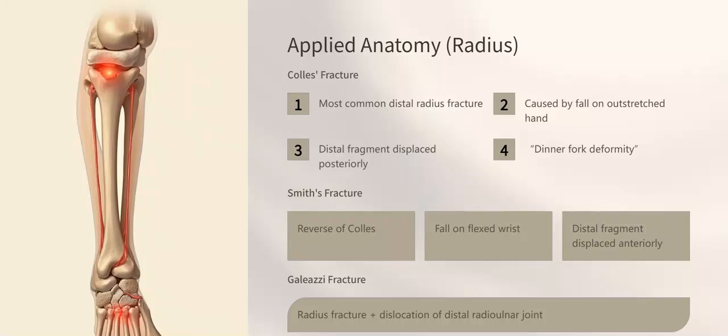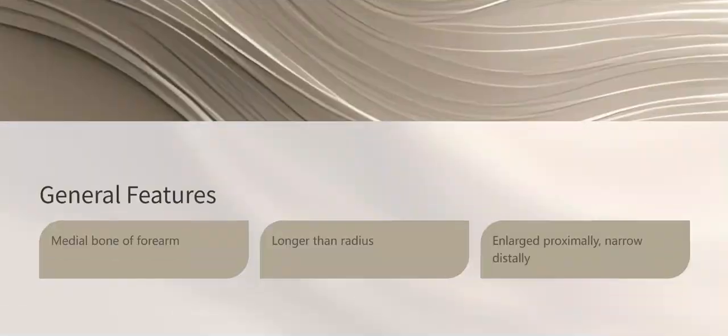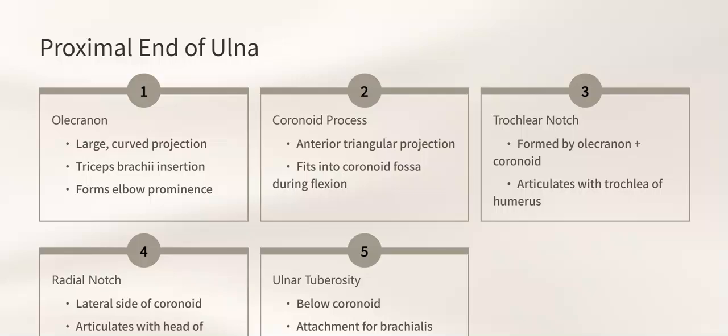3. Ulna. General features: medial bone of forearm, longer than radius, enlarged proximally, narrow distally. A. Proximal end. 1. Olecranon, elbow prominence, insertion of triceps brachii. 2. Coronoid process, fits into coronoid fossa during flexion. 3. Trochlear notch, articulates with trochlea of humerus. 4. Radial notch, articulates with head of radius. 5. Ulnar tuberosity, attachment for brachialis.